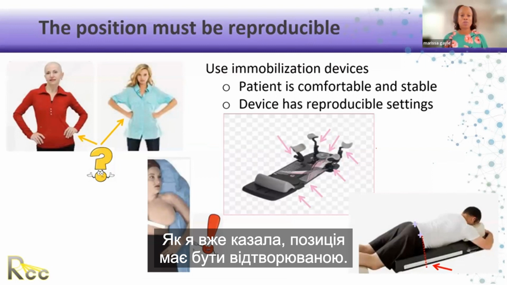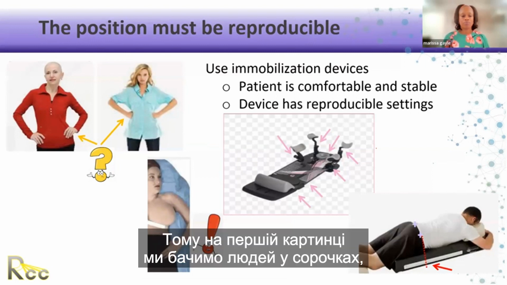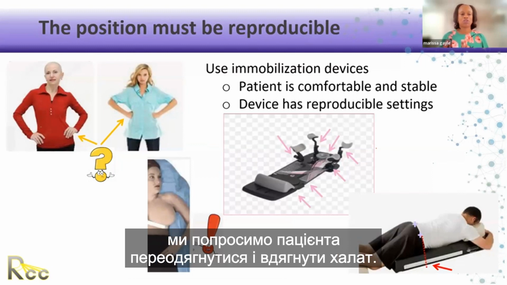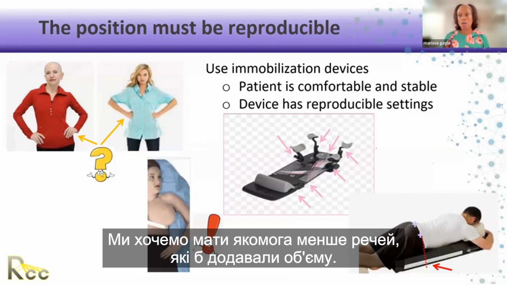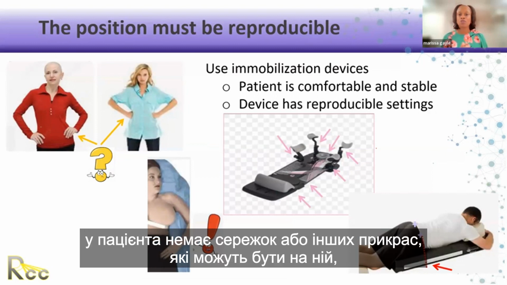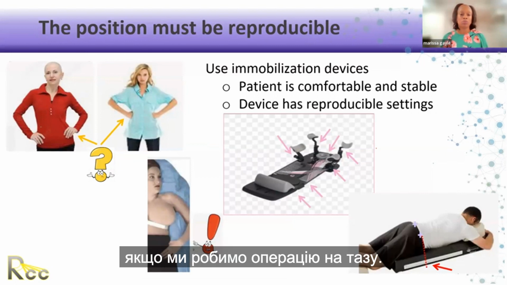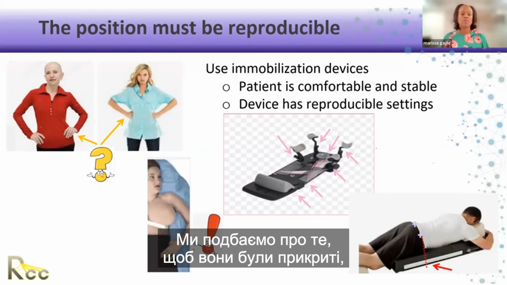Like I said, the position must be reproducible. In the first picture we see people with a shirt on. We will ask the patient to please change and put a gown on. We want to have as few things in the way that would add bulk. Also make sure that if we're treating head and neck, they're not wearing earrings or any type of jewelry that might be in the field. If we're doing a pelvis, they should remove their pants or maybe even underwear.